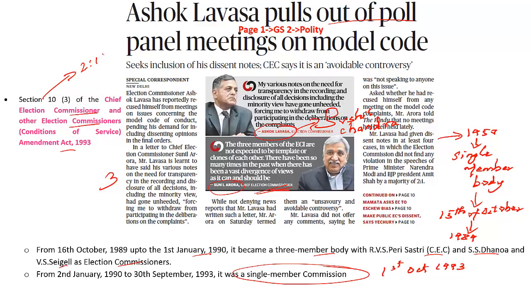It means that the dissent that has been expressed by Ashok Lavasa has not been recorded, and at the same time this has not been put on the public forum. Let me explain this minority dissent with reference to a particular case study.